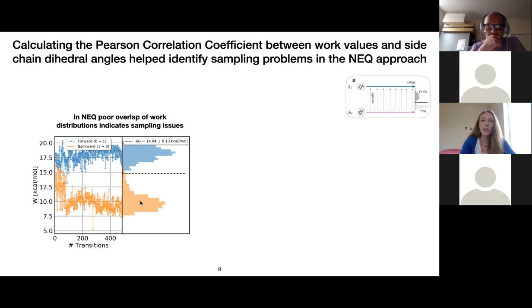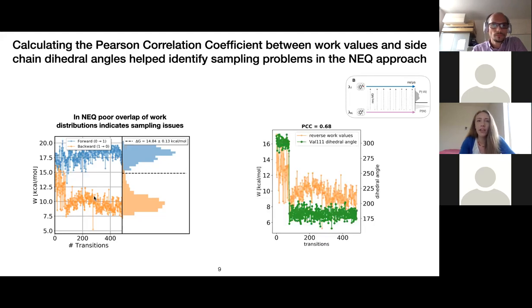And so in order to see which slow motion in the protein in the end state simulation could be correlated with this jump in work value, we calculated the Pearson correlation coefficient between all of the side chain dihedral angles and the work values. And we found a high Pearson correlation coefficient between the work and this dihedral angle of the valine 111 side chain.